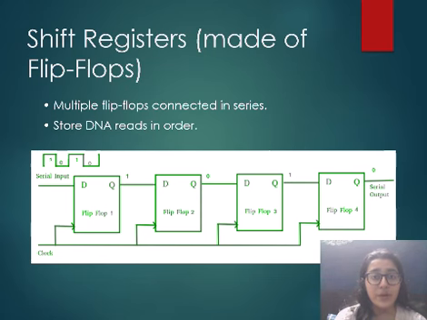When you connect flip-flops in a chain, you get a shift register. It's like passing a note down a line of students. Each flip-flop holds a bit of the message and then passes it to the next. In sequencing, shift registers hold the base data and shift it step by step into the next part of the system for processing.